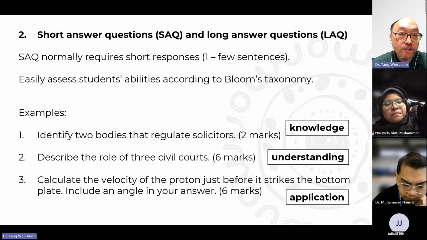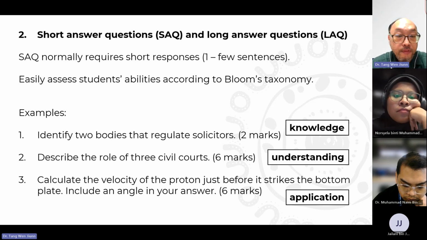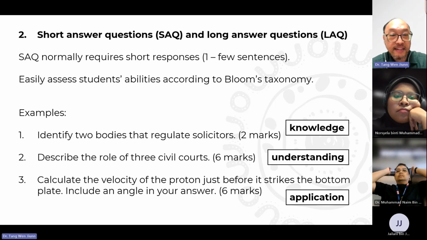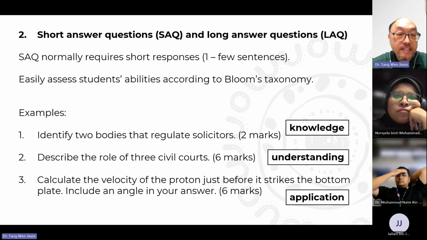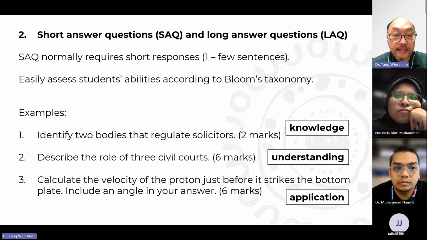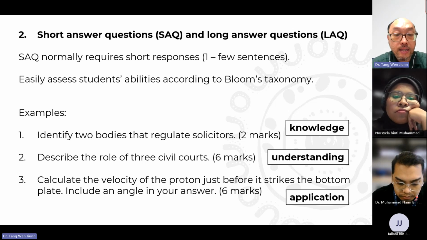And then question number 2, describe the role of three civil courts. Again, we have the verb describe. So they need to describe briefly without explaining. So this one here, we test on their understanding. And the last example here, calculate the velocity of protons. So this one here is a question about application.